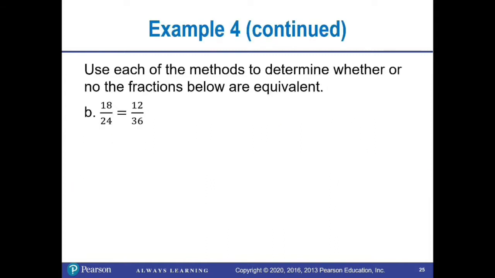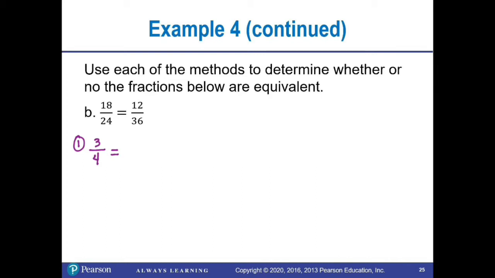Look at part B. I want to use each of my three methods to decide if these two fractions are equivalent. The first method asks me to simplify my fractions. I need to find a common factor for 18 and 24. 6 is a common factor. 18 divided by 6 is 3, and 24 divided by 6 is 4.